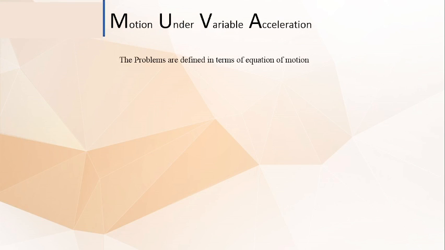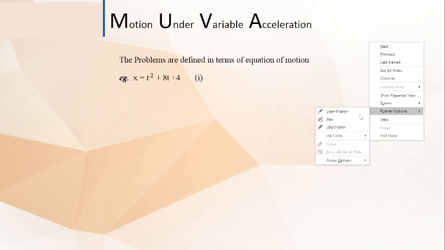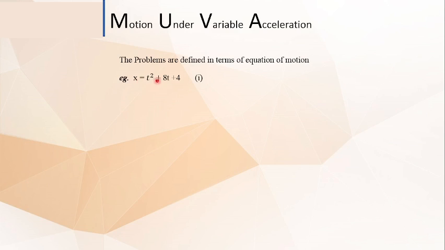Here you can see whenever a particular body is under variable acceleration, the problem statement is always given in terms of a certain equation. So whatever problem we have, it has been defined in terms of an equation. For example, x is equal to t square plus 8t plus 4. This is the equation which is giving a relationship between the displacement and the time. So here there are two things. First is displacement, another is time.